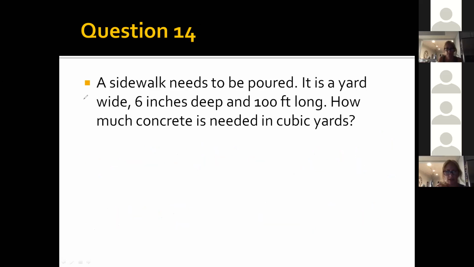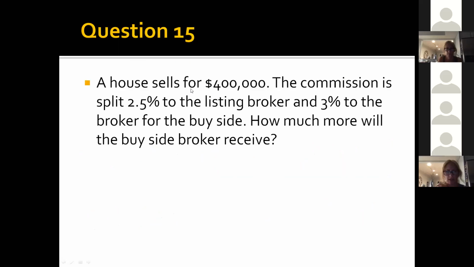I don't even know if I have another question or this is it. We'll see in a second. Oh, one more. A house sells for $400,000. The commission is split 2.5% to the listing broker and 3% to the broker for the buy side. Many of my Fannie Mae properties are like that. It only pays me 2.5%, but it pays the buy side more. Okay, how much more will the buy side broker receive?